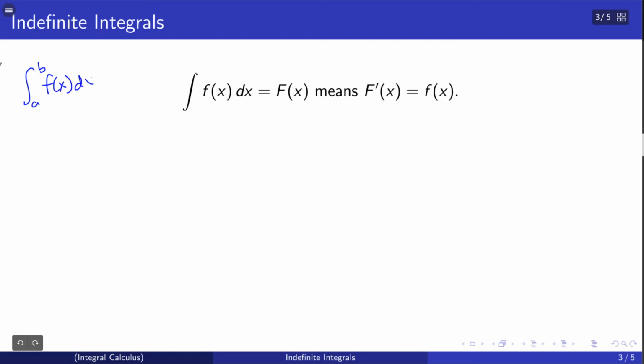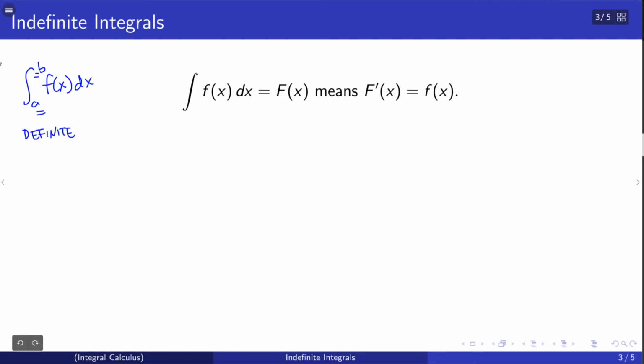Definite integrals are those with numbers for the lower and the upper limit, a and b, while an indefinite integral is simply one without limits. Right? So you write the same symbol for the integral. You have a function inside. It's also called the integrand. dx tells you you're integrating with respect to x. You just don't have any numbers.